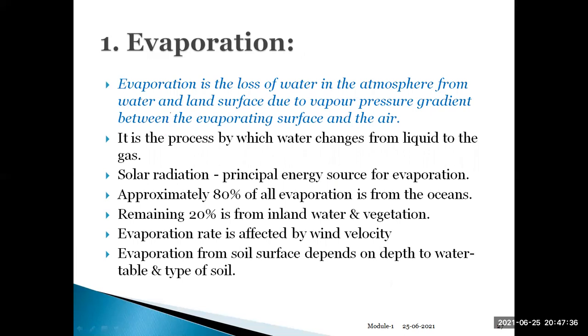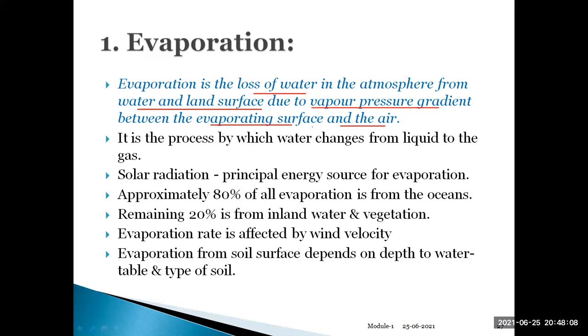First we'll see the first component, that is evaporation. So what is evaporation, by the way? Evaporation is the change of water from liquid form to vapor form, or the loss of water to the atmosphere from water and land surfaces, that is from the ocean or whatever moisture is present on the land surface, due to the vapor pressure gradient between the evaporating surface and the air. That is called evaporation.